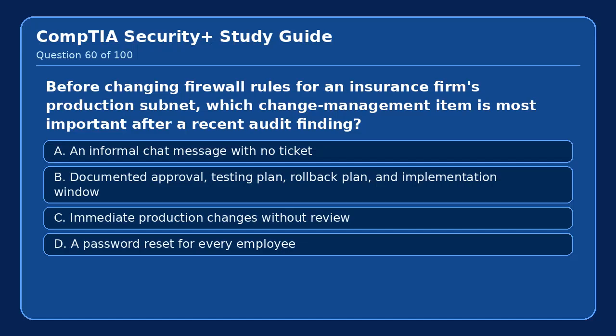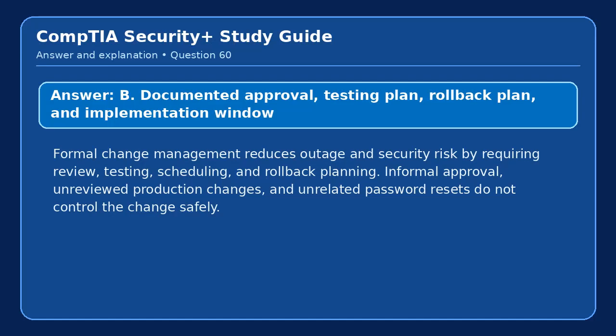The answer is B. Certificate authority. A certificate authority issues and signs certificates that clients can validate through a trust chain. Access points, broadcast domains, and packet sniffers do not establish certificate trust.